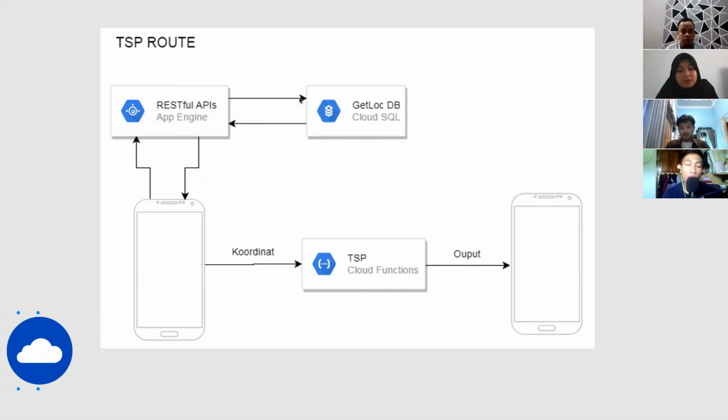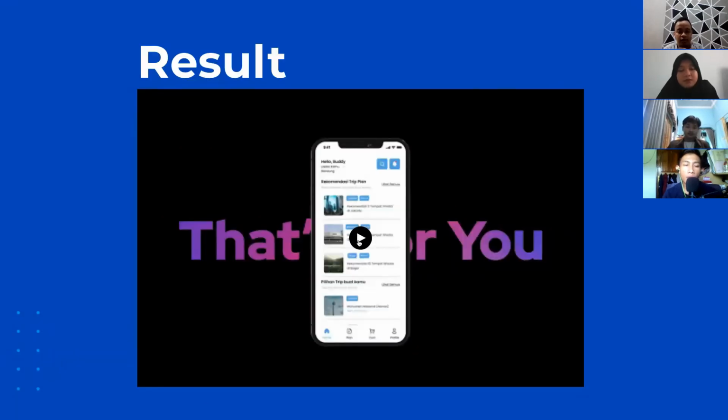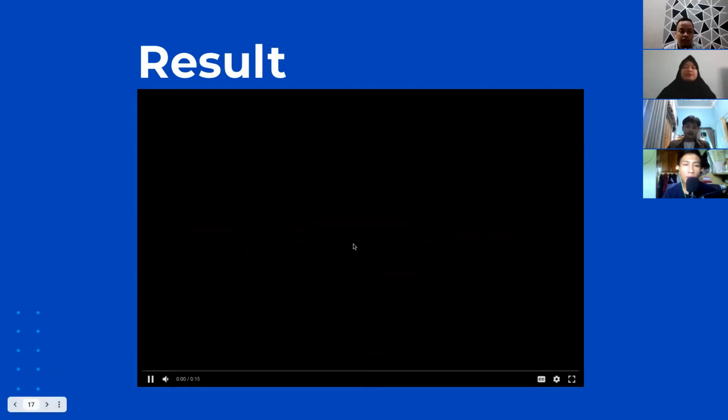Next, this is the application backend flow when the apps provide travel recommendation to the user. Apps will provide a user ID, which is then processed by the API to call the machine learning model that has been created to display destination recommendation for the user. Next. So this is our result for the project.